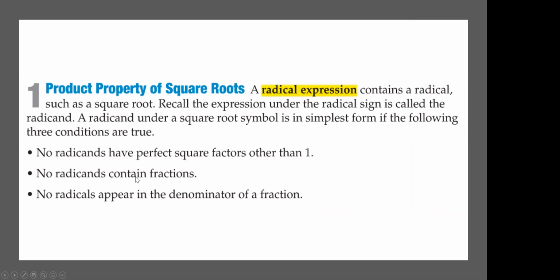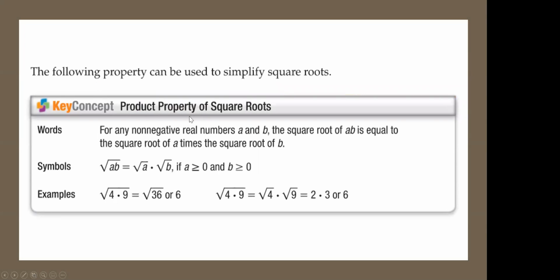No radicands contain fractions. And no radicals appear in the denominator of a fraction. So here we have the product property of square roots, and we're going to use this property. If you have a times b under your radical symbol, you can break it down to radical a times radical b. For example, if you had 4 times 9 underneath the radical, that's the square root of 36, which is 6.